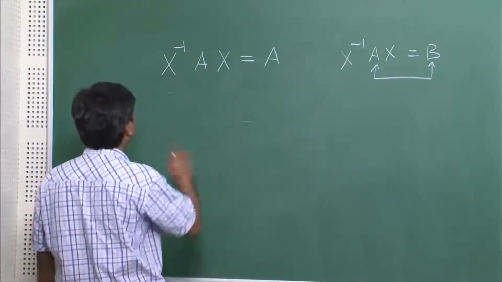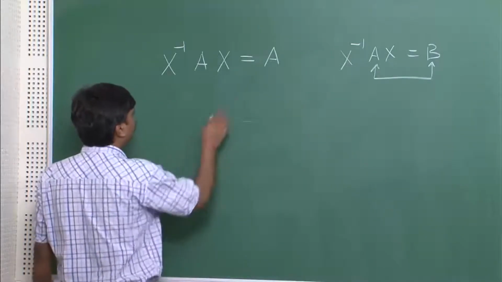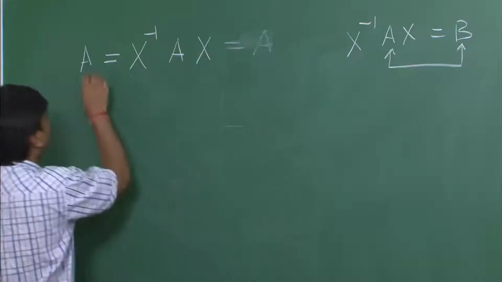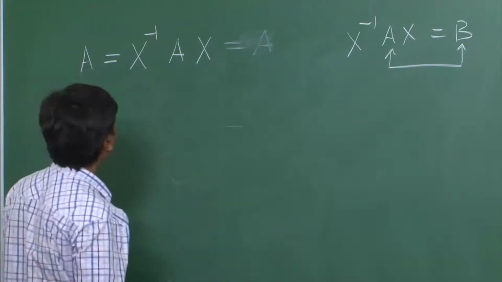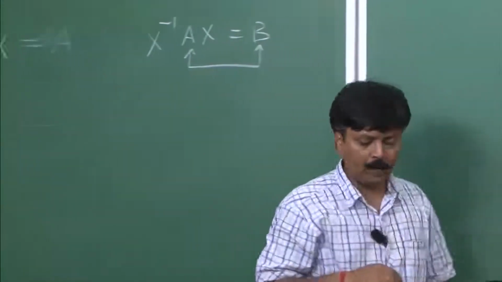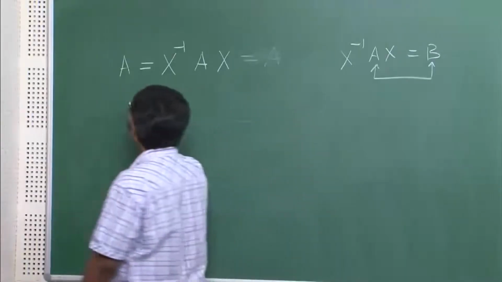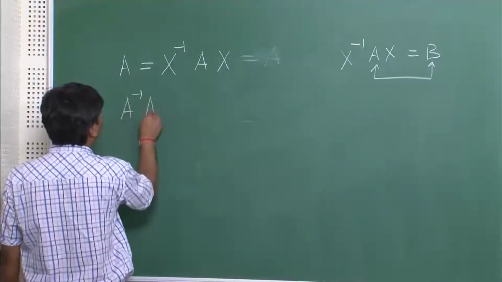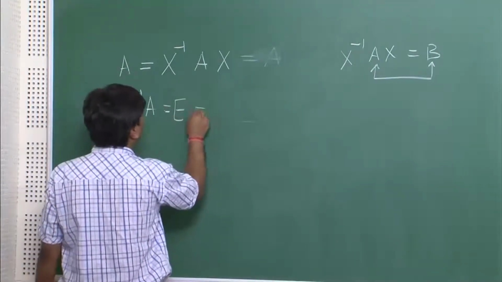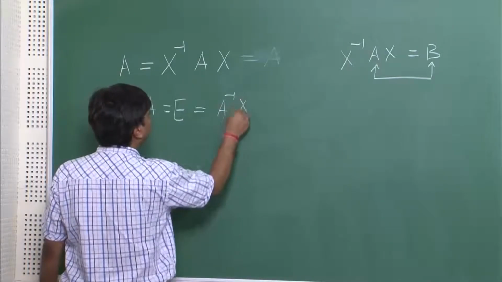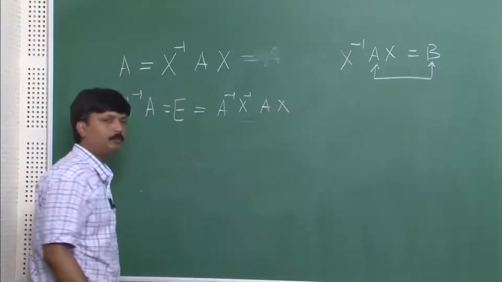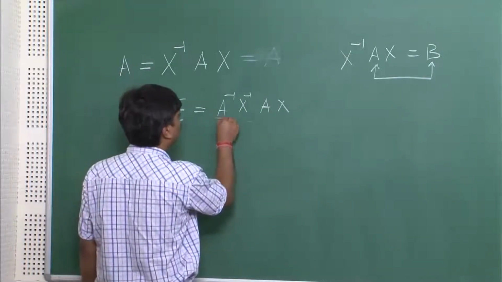It can be proved very easily. If I write it in this way, and multiply this quantity by its own inverse, that is A inverse, then A inverse A means identity. So that means A inverse X inverse for this part A X. Now what does this term mean?